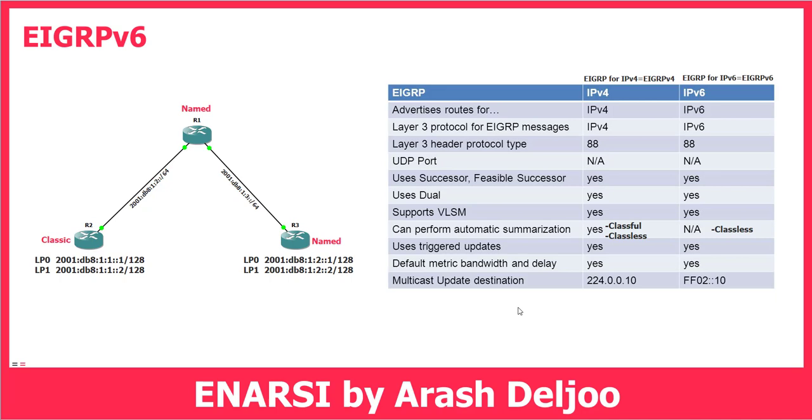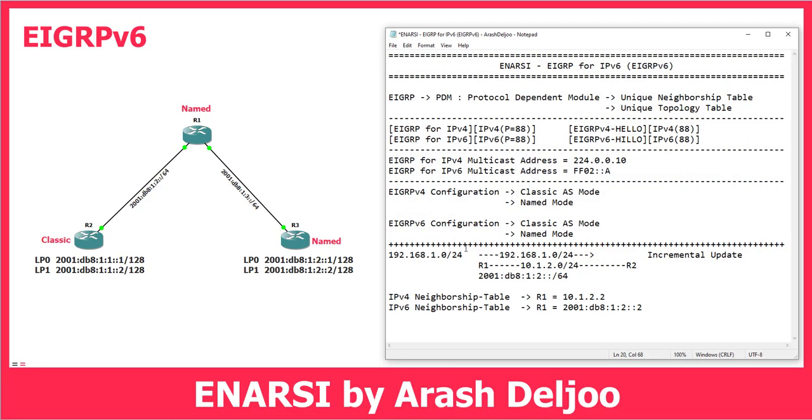And finally, the multicast update destination in IPv4 is 224.0.0.10, and in EIGRP for IPv6 it is FF02::A, not 10. Here we have one mistake in this table. Let me correct it. This is not correct. We should use FF02::A. That's it. Okay. And with this table, you can easily understand that many of the features that you have learned before are similar between EIGRP for IPv4 and also EIGRP for IPv6 or EIGRPv6.